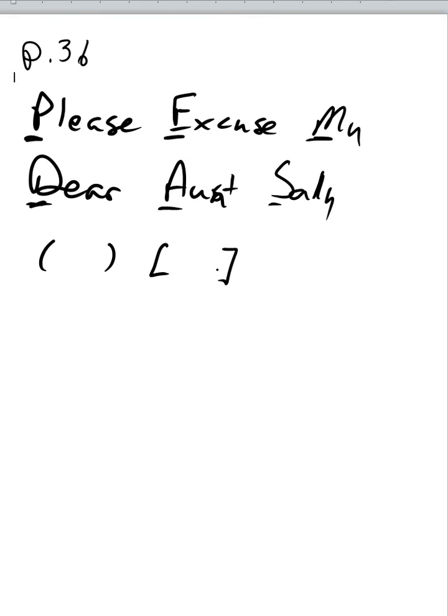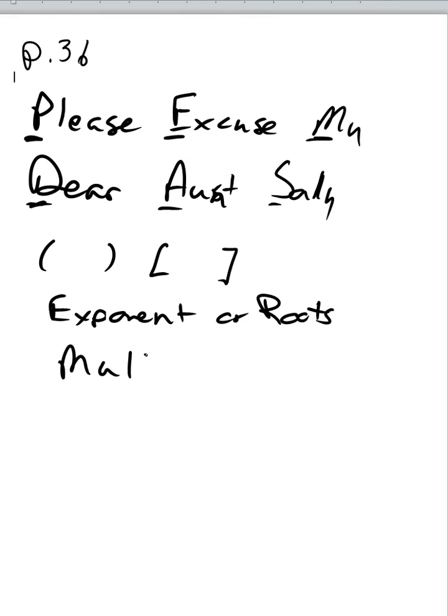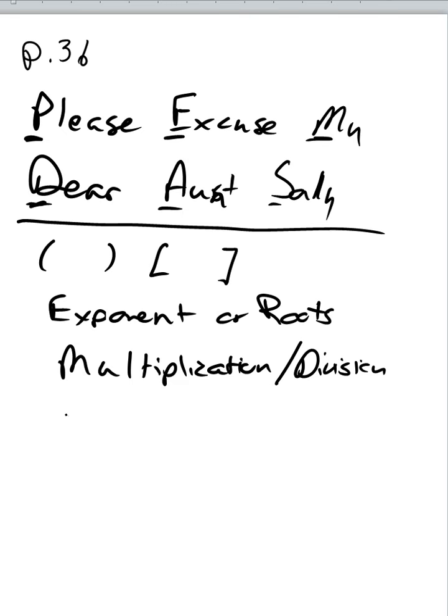The next thing you want to do is exponents or roots. And once again, that's from left to right. M represents multiplication. The D is for division. Once again, those are from left to right. And as you might have figured out by now, the A and the S here are addition and subtraction.